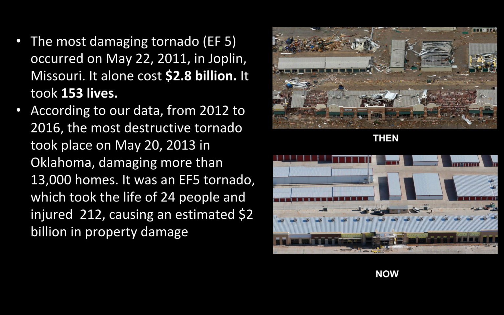So far, the most damaging tornado occurred on May 22, 2011 in Missouri. It alone cost $2.8 billion and took the lives of 153 people. According to our data, from 2012 to 2016, the most destructive tornado took place on May 20, 2013 in Oklahoma, damaging more than 13,000 homes. It was an EF5 tornado which took the life of 24 people and injured 212, causing an estimated $2 billion in property damage.